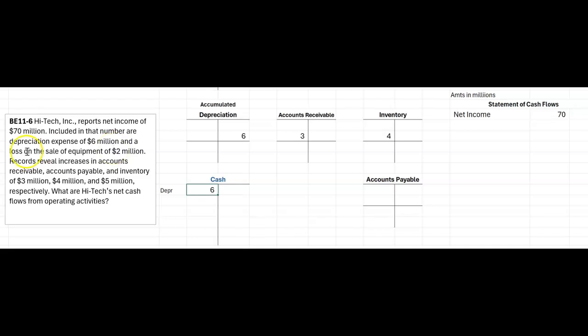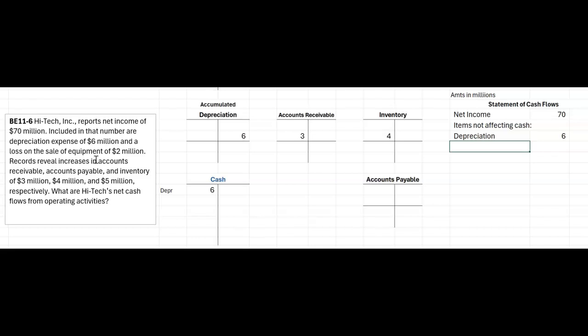One thing down here, loss on the sale of equipment of 2. Let's put items not affecting cash. The first one here is depreciation, and this is this way on just about every cash flow statement you'll ever see. So depreciation expense is 6 million, so we're going to add back 6 million. Then a loss on the sale of equipment of 2.